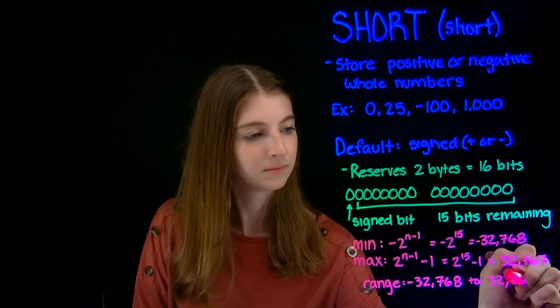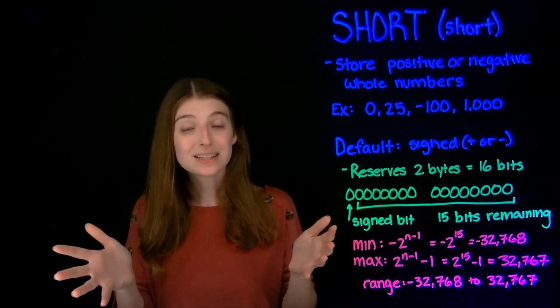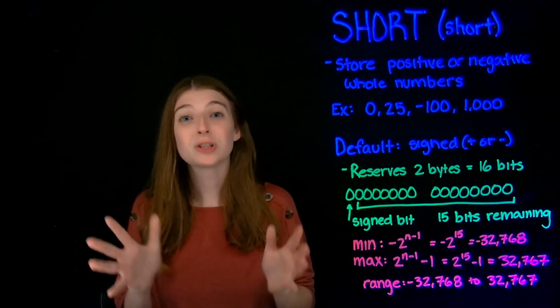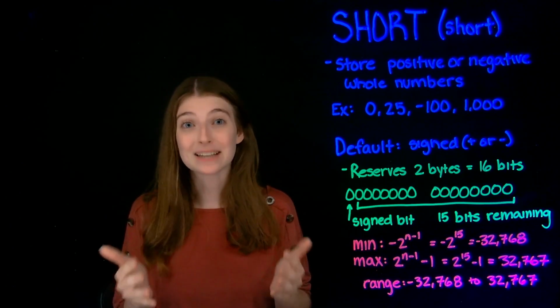So in order to use a short, you just have to pick a value that's between this range, -32,768 and +32,767. If we go past this, we'll get an overflow. So if you want to use a short, just be sure that your value will not go past this number.